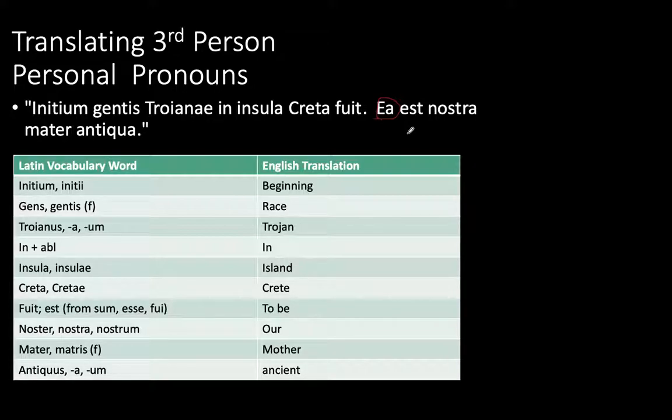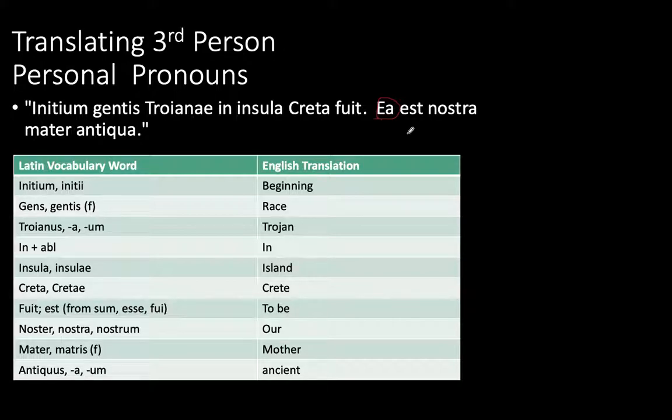Ea est nostra mater antiqua. Ea, if we recall our forms, can be the feminine nominative singular. It can also be the neuter nominative and accusative plural. It can even be the feminine ablative singular.